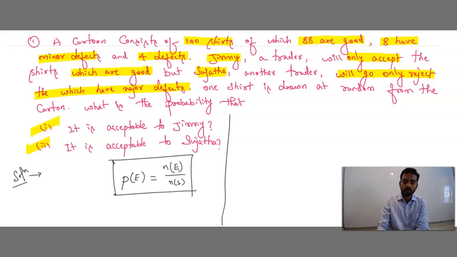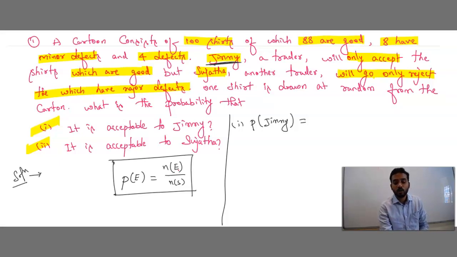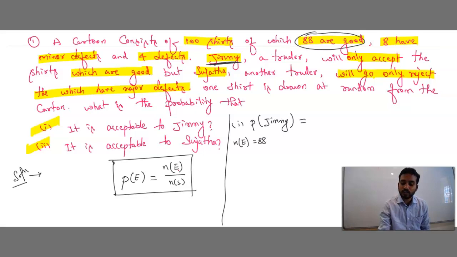Now I am going to solve here itself. We can see option 1. So what is the question? It is acceptable to Jimmy. So, the probability of Jimmy. What is the probability of Jimmy? So what is Jimmy saying? Jimmy is a trader, right? He will accept only the shirts which are good. So how many shirts are good here? 88. So N of E is equal to 88.